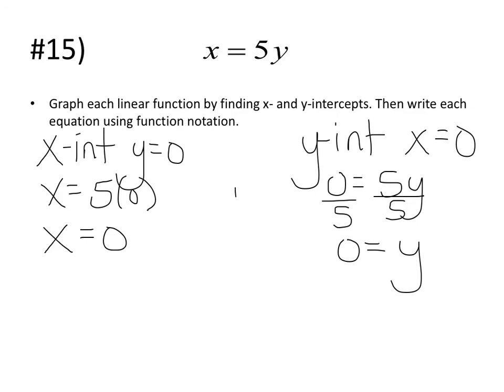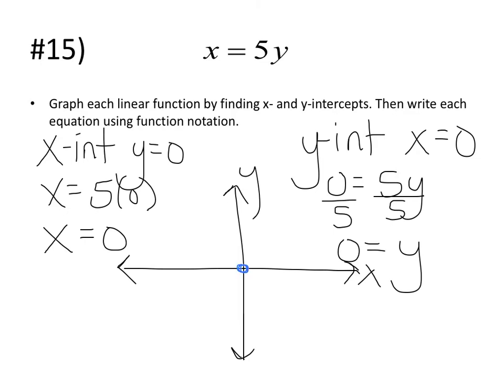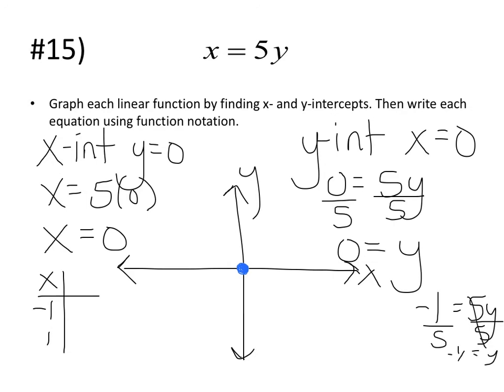Which means that when I go to graph it, I only actually have one point, right? Just this point right here. So I actually need another point. You can just choose any other point that you want. So if I were to make a table, let's choose negative 1 and 1 for x. If I plug negative 1 in for x, I'll do my work over here. Divide 5 by both sides, you get y is equal to negative 1/5. And if I plug in 1, you're going to get 1/5.